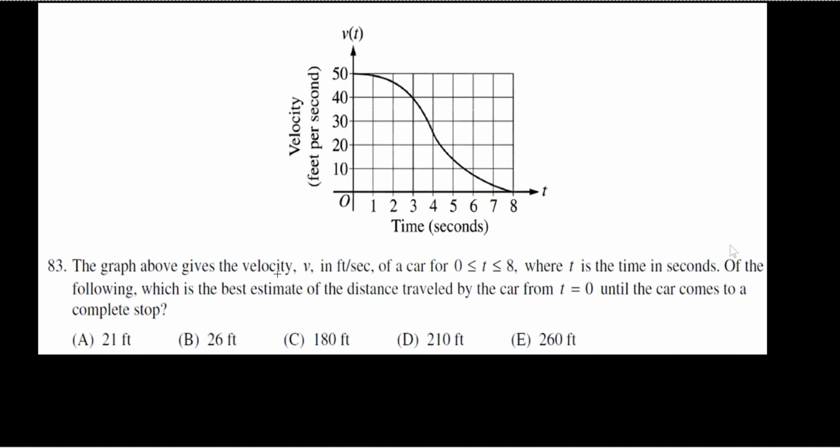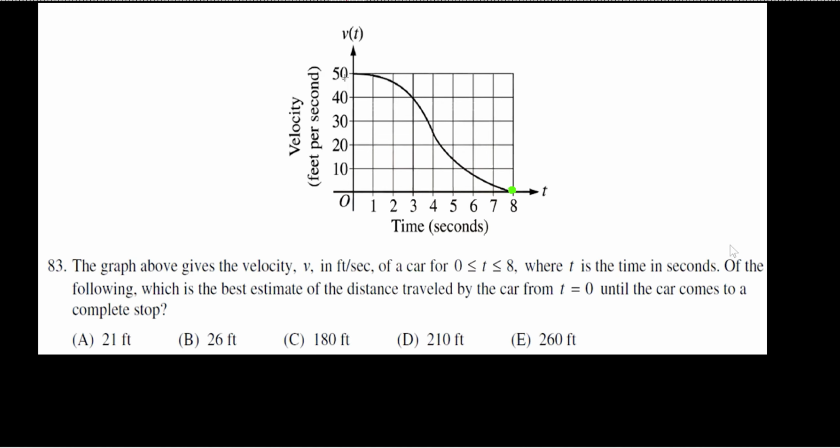So the graph above gives the velocity in feet per second of a car between 0 and 8 seconds, where t is time in seconds. Which of the following is the best estimate of the distance traveled by the car from t equals 0 till the car comes to a complete stop? So here's it coming to a complete stop.